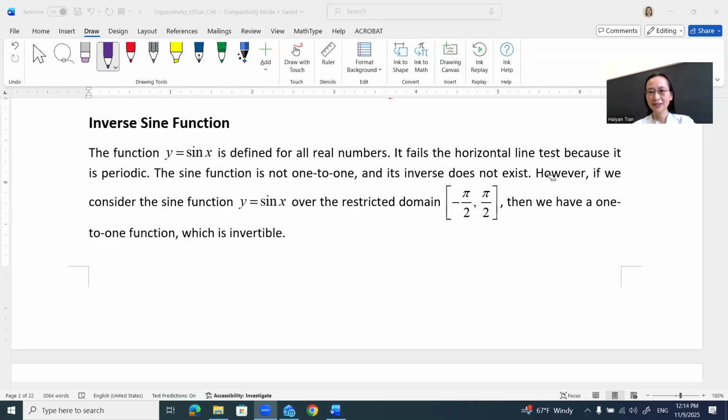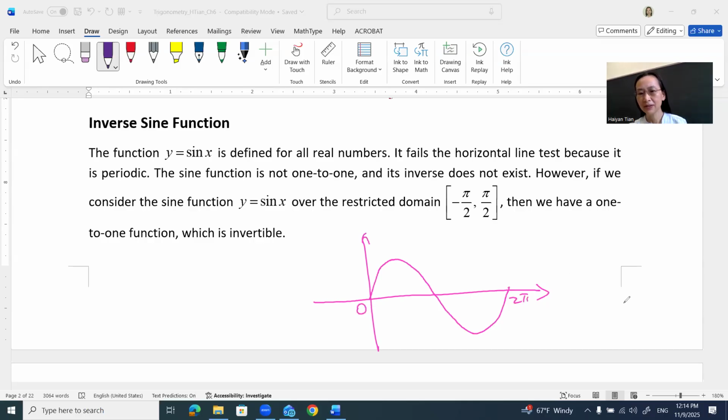The sine function is not one-to-one. By definition, let's test using a horizontal line test because it's easy to see that way. If we draw a sine function, let's say from one period, from 0 to 2 pi, you can extend this pattern to another period, like from 2 pi to 4 pi, etc.